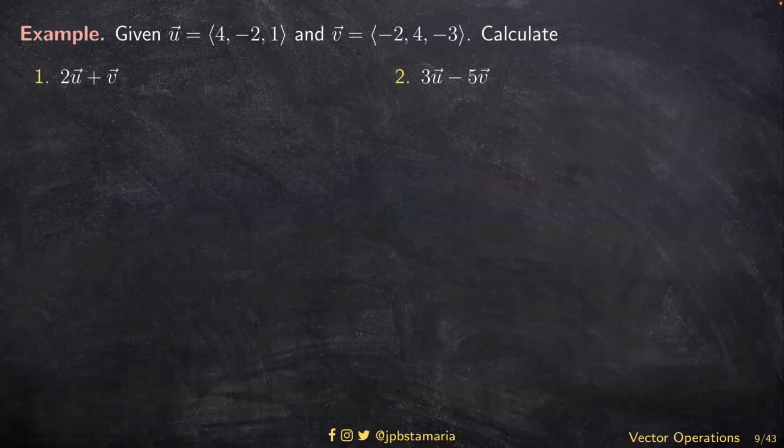Okay, so we have some more exercises. Let's say you're asked to do 2u plus v whenever you have the following u and v. Number 2, you have 3u minus 5v.